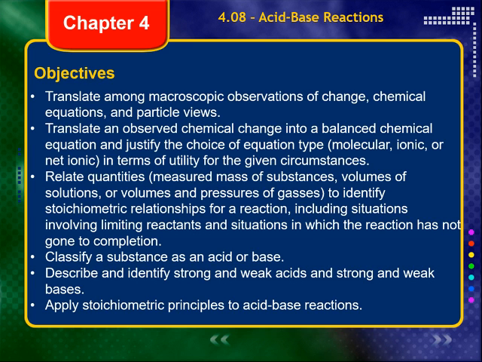A little bit more specific for what we're doing in this presentation, classify a substance as an acid or base. It's going to be a little bit new in this presentation. Describe and identify strong and weak acids and strong and weak bases, and then apply stoichiometric principles to acid-base reactions. Again, acid-base reactions are the second of the three types of reactions that we're going to consider in this chapter. Here we go. Let's get started.